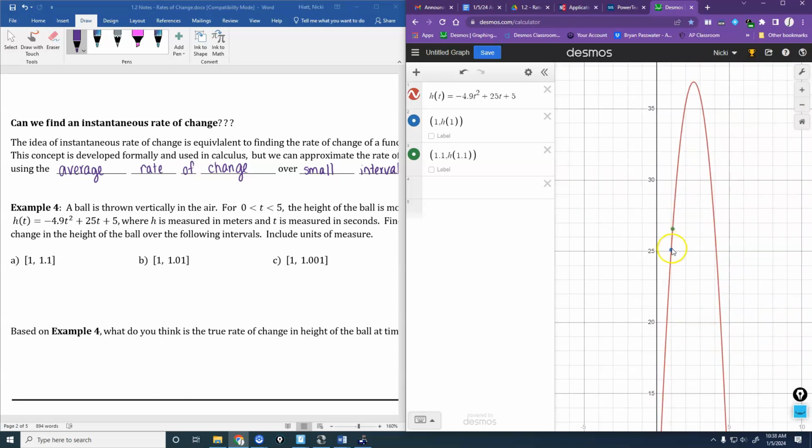So if I get, like, the line between those, it is technically curved a little bit. Does it look curved? No, not really, right? So if I want to find the slope between this point, it's not going to be the exact rate of change. It's going to be pretty close, right? What about if I do this next one, 1.01?